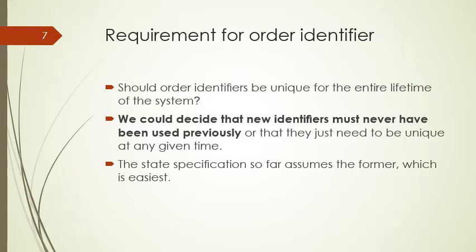Students, we have introduced a basic type order ID. Order ID is basically a unique order identifier, and as I said, it must be unique. Therefore, we could decide that new identifiers must never have been used previously, or that they just need to be unique at any given time. The state specification so far assumes the former, which is easiest.